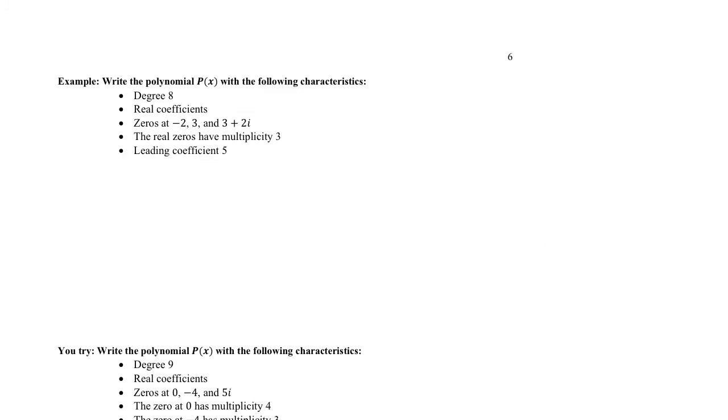For the next example, we're going to write the polynomial p of x that has the following characteristics. It's going to be degree 8. What that means is that the sum of the multiplicities has to equal 8. It's going to have real coefficients, so the polynomial itself has real coefficients, no complex numbers. That means when we factor it, it's going to be a product of linear and irreducible quadratics.